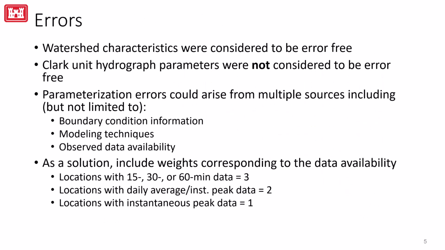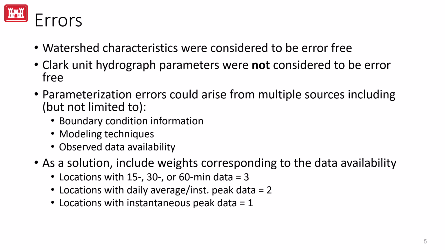The watershed characteristics were considered to be error-free because of the computational accuracy of the GIS datasets themselves. However, the Clark-Unit hydrograph parameters were not considered to be error-free, and these errors could arise from numerous sources, including but not limited to boundary condition information, modeling techniques, and observed data availability.